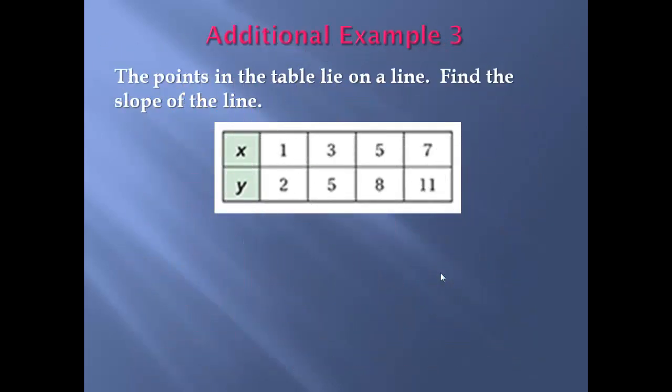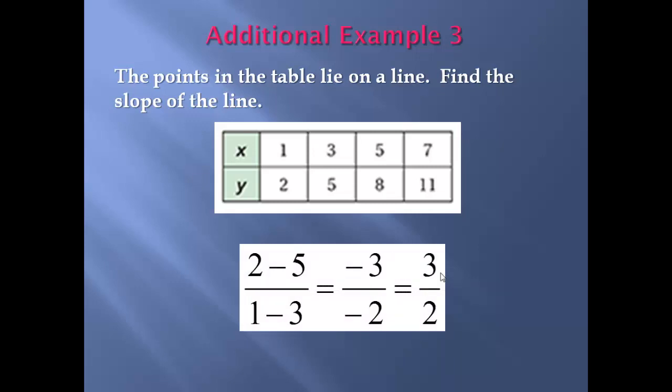Now we have an additional example. You can pause the video and try it on your own, or you may follow along. The points in the table lie on a line. Find the slope of the line. For this table, our points are (1, 2), (3, 5), (5, 8), and (7, 11). We can choose any 2 points. For this example, it shows the first 2 points.